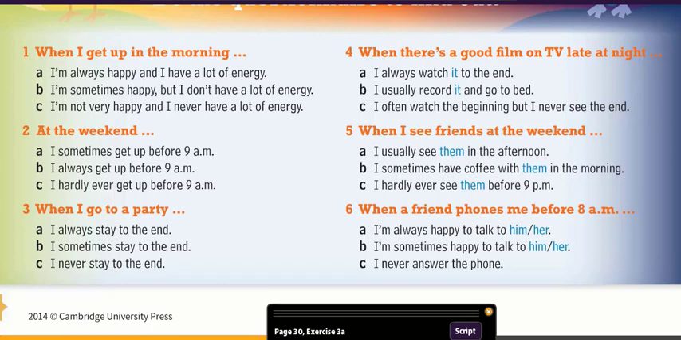Yes, that's true. The next question is about parties. Oh, that's easy. When we go to a party, you never stay to the end. Yes, that's true. I always leave early, don't I? Okay, question four. Yes, I often watch films late at night. But you never see the end. Yes, you're right. So that's C. What about question five? When do you see friends at the weekend? Well, I usually see friends in the afternoon. Right, the last question. Ah, this is a good one. Yes, I'm always happy to talk to friends when they phone before 8 in the morning.